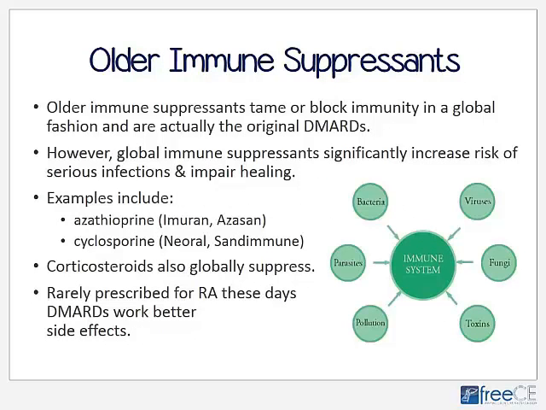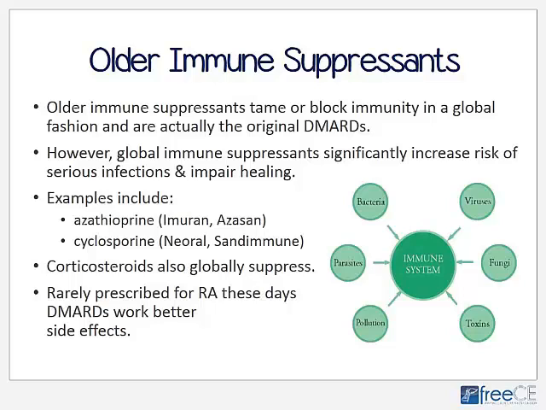Older immune suppressants tame or block immunity in a global fashion, and they can be viewed as really the original types of DMARDs. And they used to be the top choice for RA, primarily because the medical model assumed the immune system was completely out of control and needed complete suppression for control of the symptoms. However, not surprisingly, these global immune suppressants greatly increased the risk of serious infections because, of course, they essentially destroy the immune system response and they greatly impair healing.